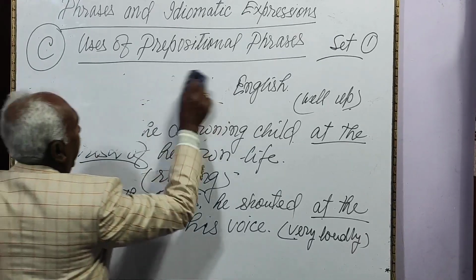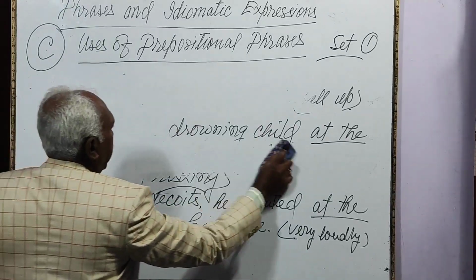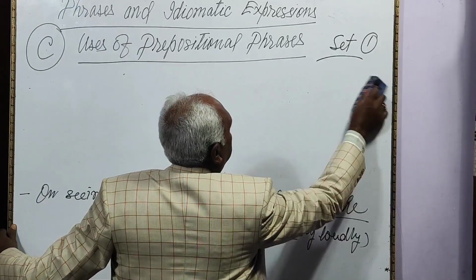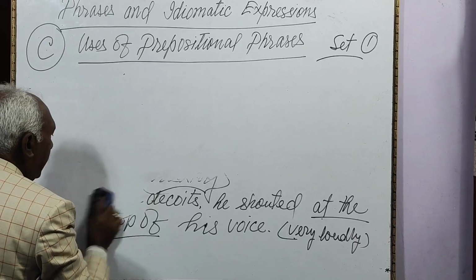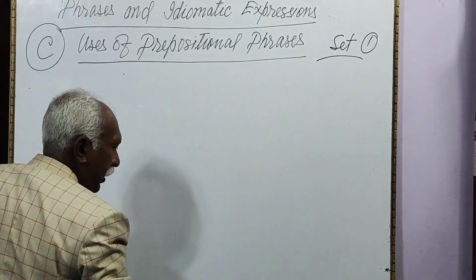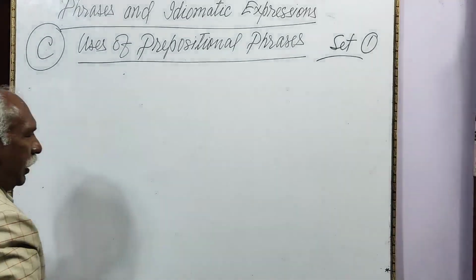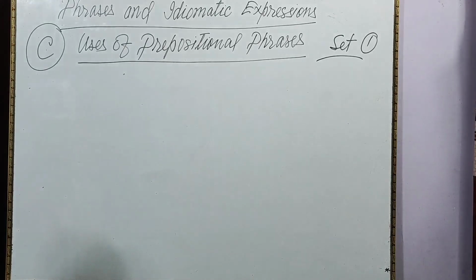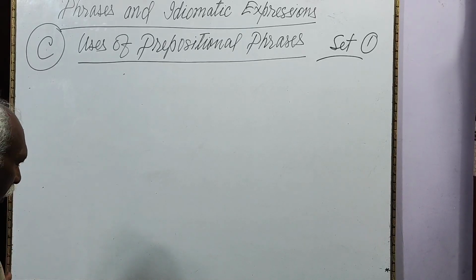Next prepositional phrase. In your first video, perhaps you might have learnt, certainly you might have learnt, idiomatic phrases and idiomatic expressions in that video. Now, phrases, verb phrases. What is a verb phrase? What is a prepositional phrase? You might have learnt. So, third part C, that is of prepositional phrases and their uses.